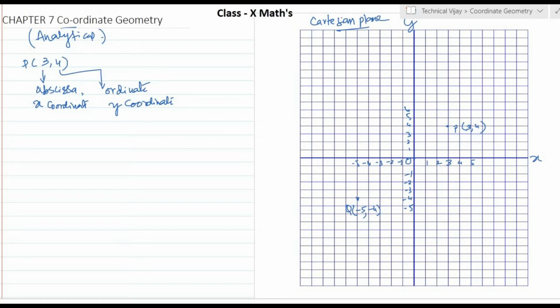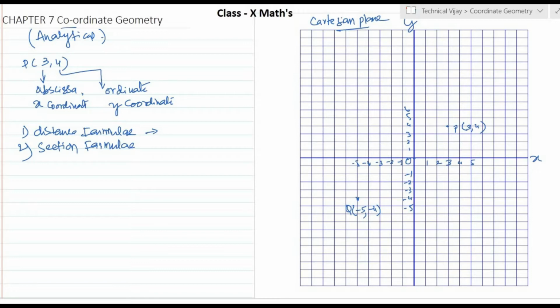In your syllabus there are only 2 formulas. One is the distance formula, and the second is the section formula. What is the distance formula? To find the distance between P and Q, that is, this straight line, the length of this line can be found by using the distance formula.